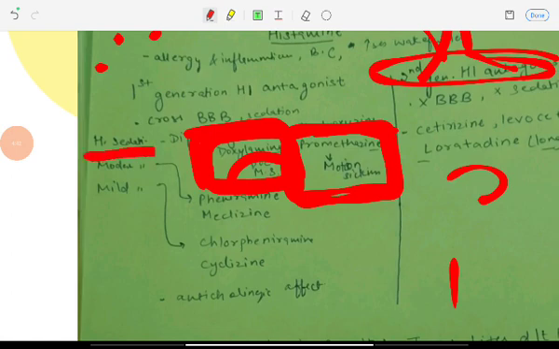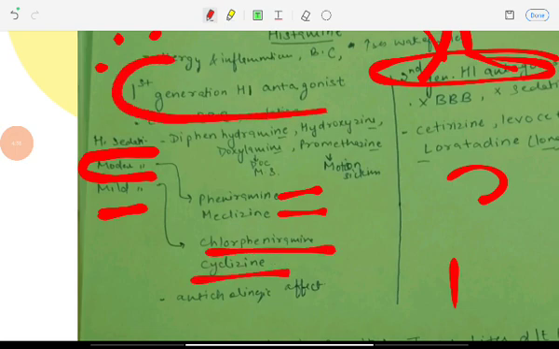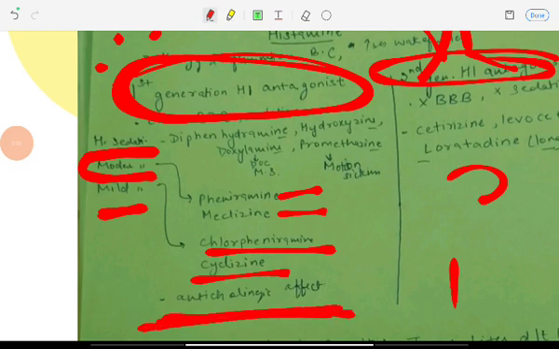Then other drugs with moderate sedation are, for example, pheniramine and meclizine. Then mild sedative drugs are chlorpheniramine and cyclizine. These first generation H1 antagonists have an anticholinergic effect, which means they show an anti-emetic effect, that is, against vomiting. We have just discussed this.